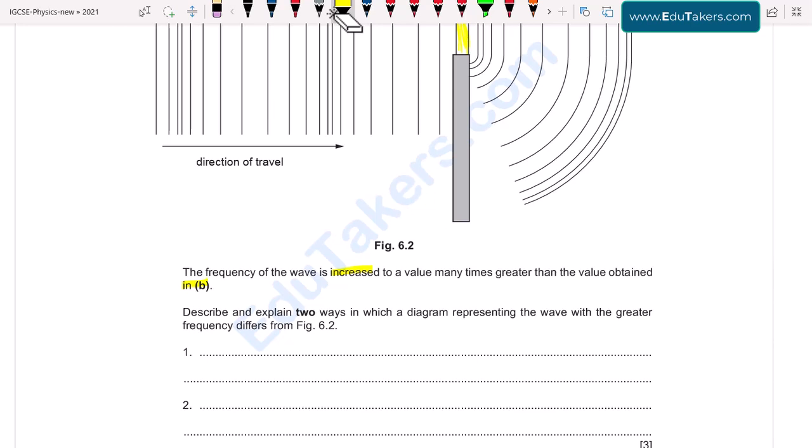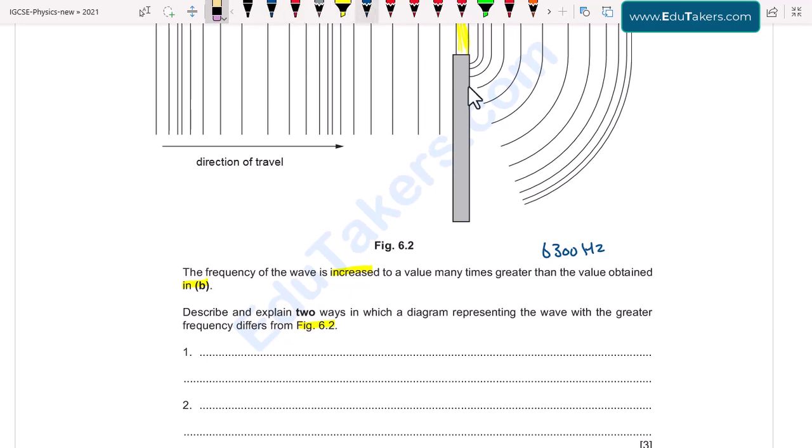So in the previous part, the frequency comes to be 6300 Hz. But in this part we have increased the frequency of the wave and it must be greater than 6300 Hz. Describe and explain two ways in which a diagram representing the wave with the greater frequency differs from figure 6.2.